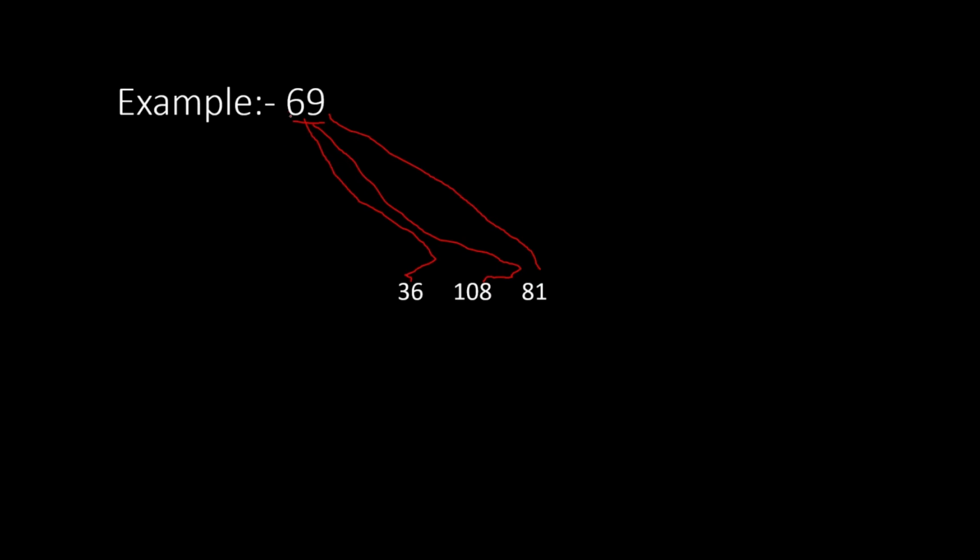Now 36, that is 6 square. You have to write in this order: first the units digit square, then double the product of the digits, then the square of the tens digit. And as I've said, you have to remember the squares of the numbers from 1 to 9.